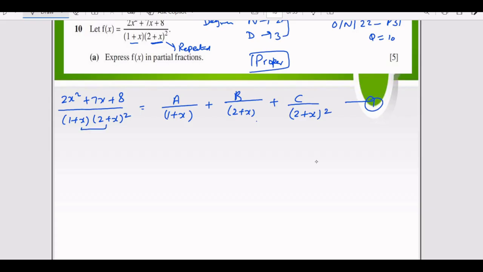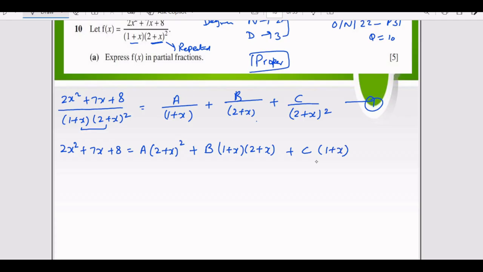So we are multiplying throughout by the denominator. So we got here 2x² + 7x + 8 is going to be A. One factor is cancelled, so we will have A into (2 + x)², do this step carefully, and plus B. Then of this squared factor, one of them is going to cancel, but still we will have another one, (1 + x) and (2 + x) with the B. Now with the C, this factor is going to cancel and we have (1 + x). So this is the equation after multiplying the denominator throughout.